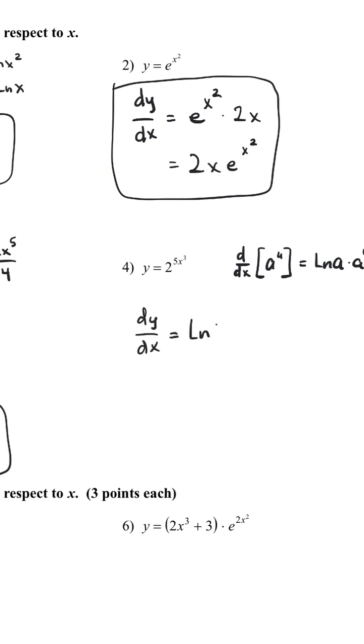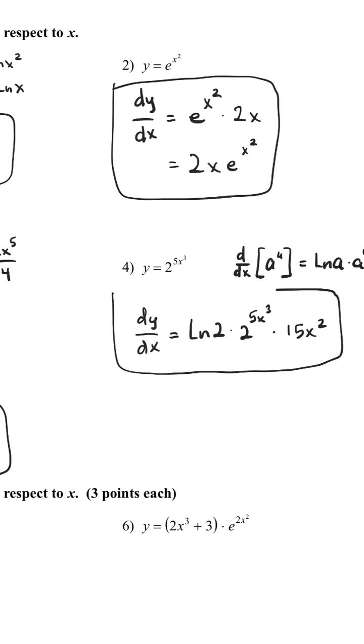And then we're going to have the natural log of 2, because we're a base 2 exponential here, times 2 to that power, 5x to the third, multiplied by the derivative of that power, 15x squared. And there isn't a real defined order that those terms need to go in, so you're fine just to leave it like that. There's nothing really to simplify there.